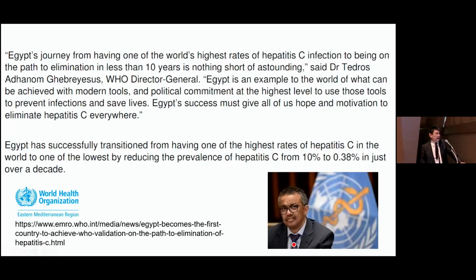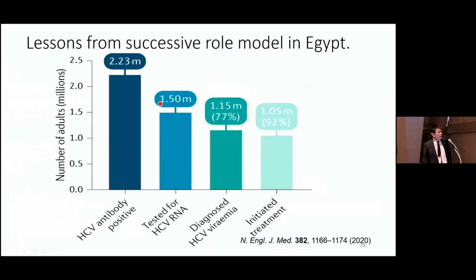Everybody knows this, our colleagues. I think WHO Director-General Dr. Tedros said Egypt has successfully transitioned from one of the countries with the highest rate of HCV in the world to one with the lowest, by reducing the HCV prevalence from 10% to 0.38% in just over a decade. This is published in the New England Journal paper, what they did.